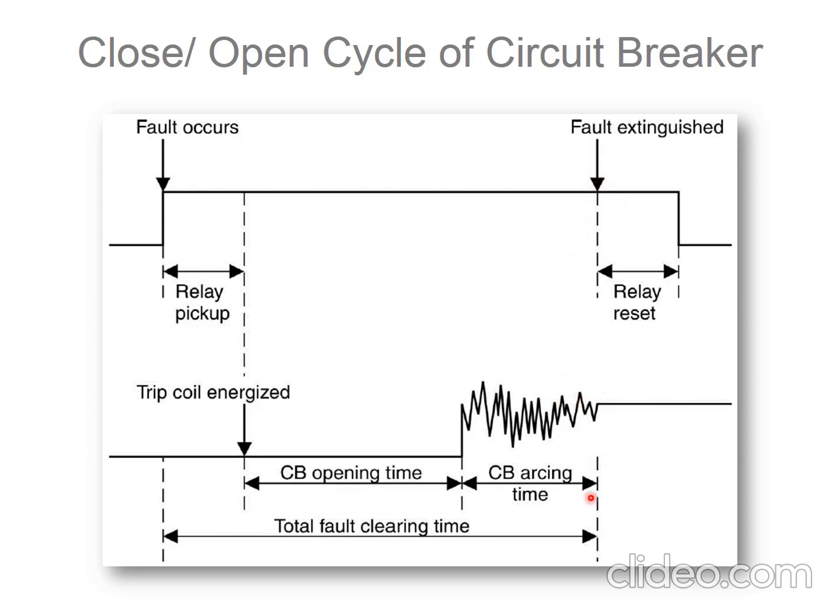After the circuit breaker opens, the relay will reset back to its setting. This is the total fault clearing time, from the fault occurring here to the fault extinguishing. And this is the CB operating time.